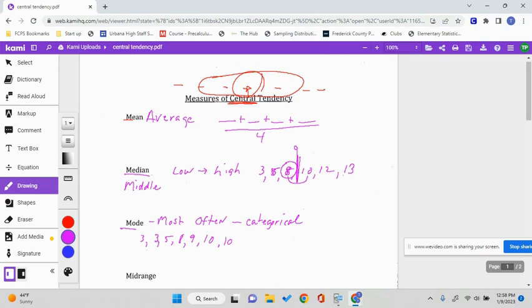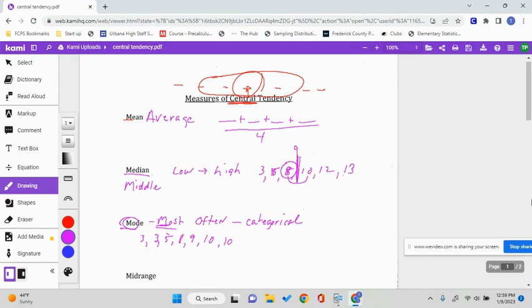It's most often used when we're talking about categorical data, like most people have brown hair. Most people voted for this candidate. Most people voted for this for prom, what they want the prom theme to be. Most people voted for this for spirit days. So that's what most often means, usually for categorical data, and that's the mode. So think of MO, MO.